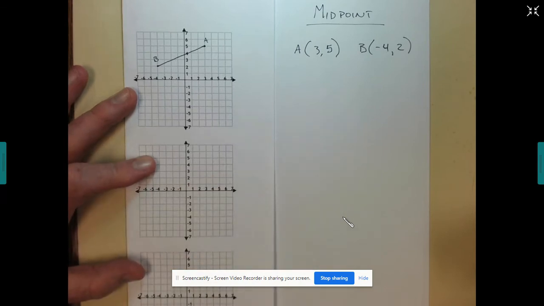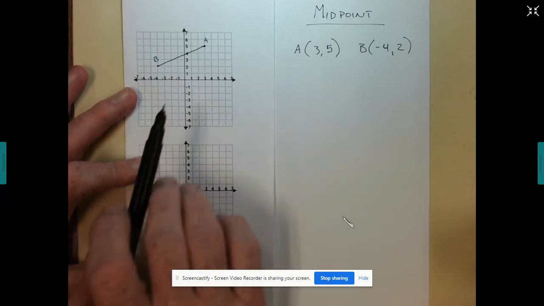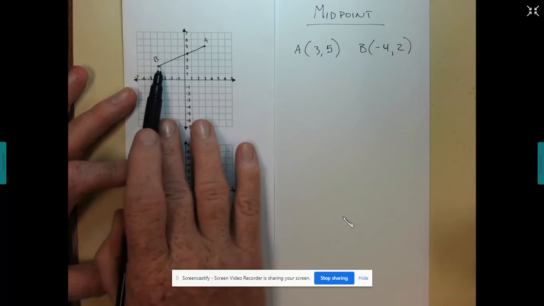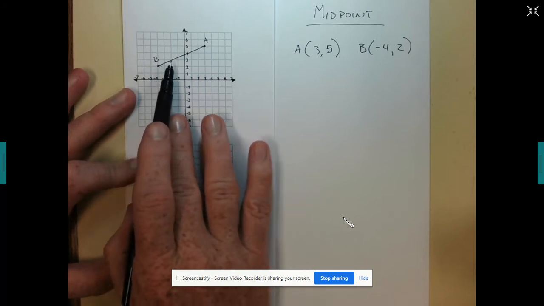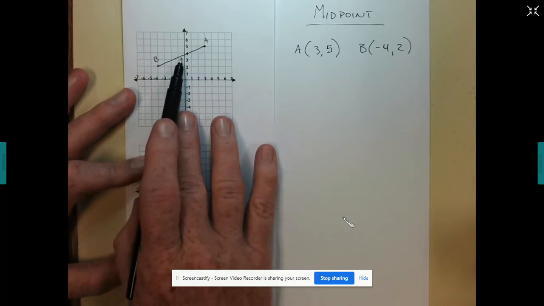If we're trying to find a midpoint, midpoint is the point directly in between the two. And for this problem, it's a little bit difficult to see. I don't know exactly what the coordinates are, but the midpoint's somewhere around right there.